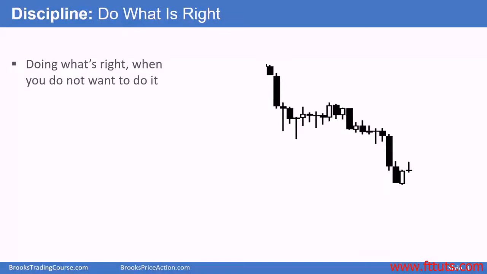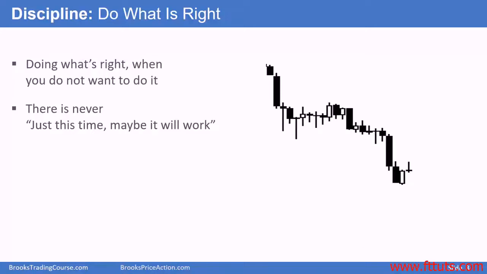When I talk about discipline, I talk about doing what is right, even when you do not want to do it. Traders oftentimes look at a market and take a trade thinking, well, maybe this time it'll work. And a disciplined trader never says, just this time maybe it'll work. A disciplined trader only takes trades that he thinks make sense, and he doesn't deviate from that.